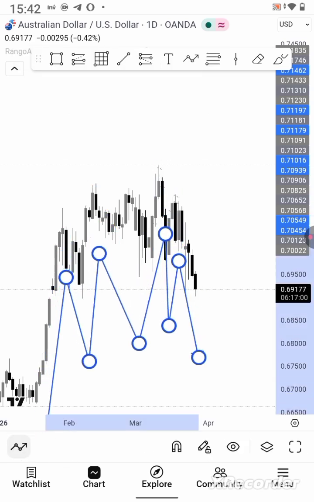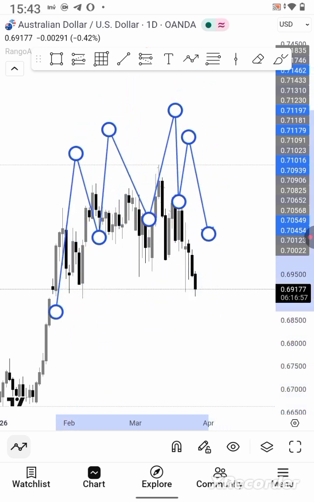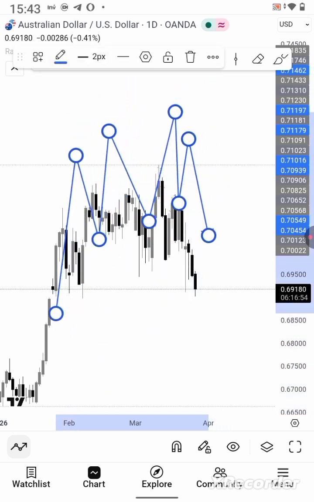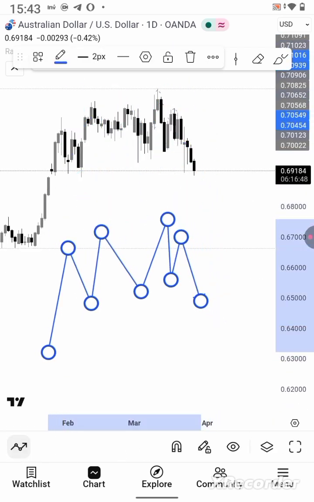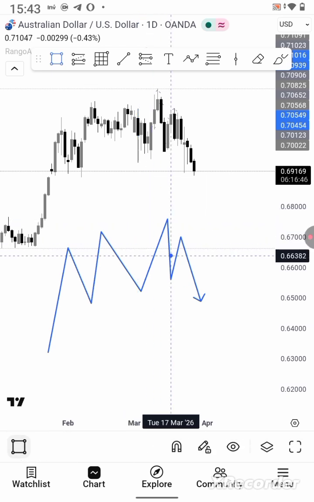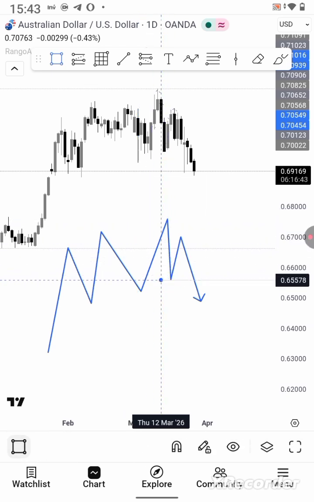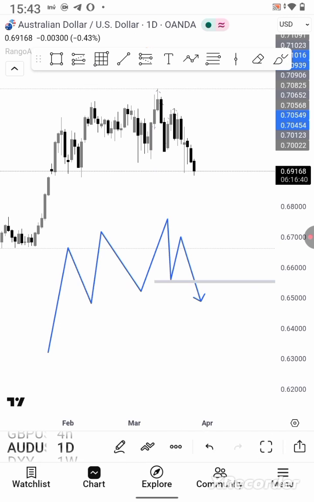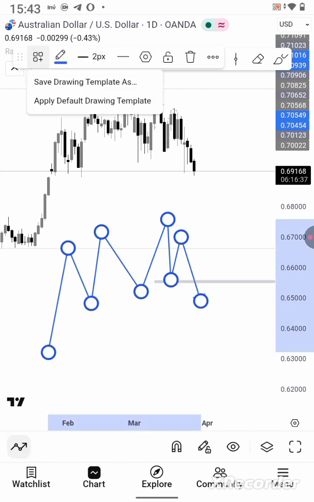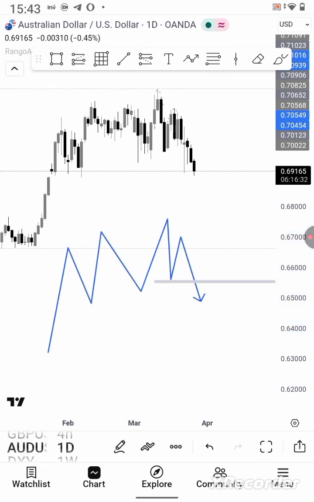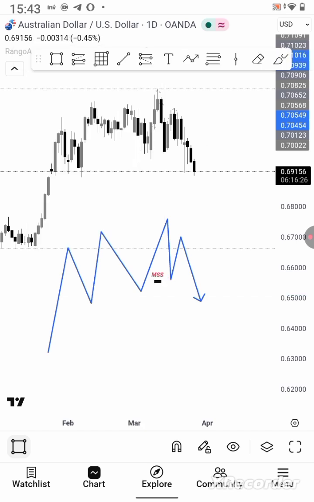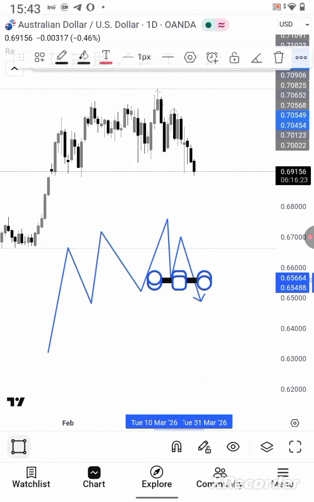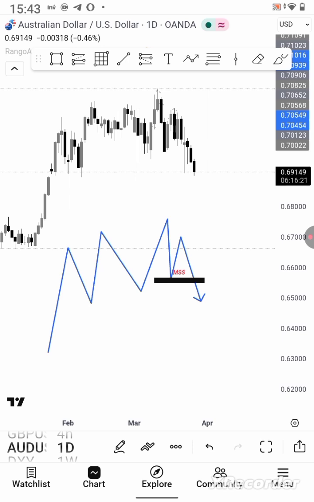So this is the schematics for it. Are you seeing it now? This is the schematics for it, so you can see it. So this is where we now had a market structure shift. Market structure shifts. So this is where we have the market structure shift. Are you seeing it now? So this is the daily time frame.